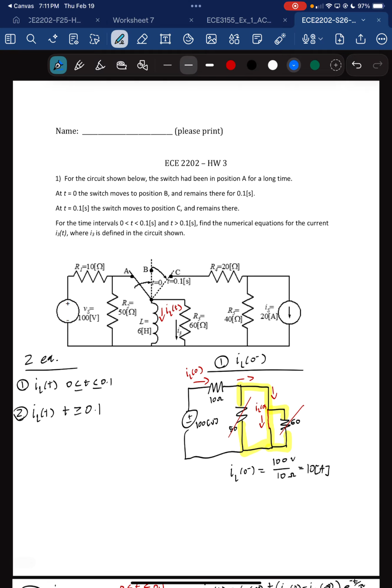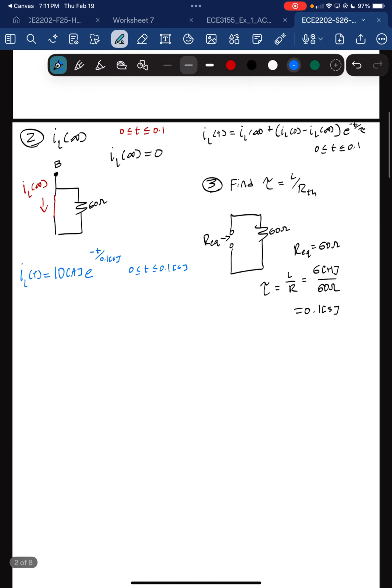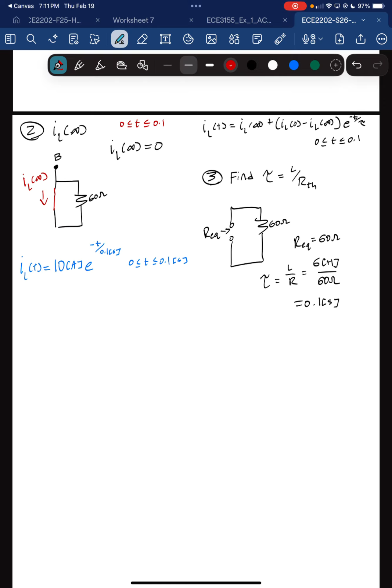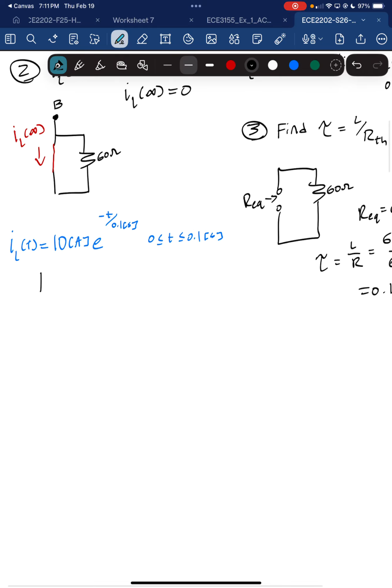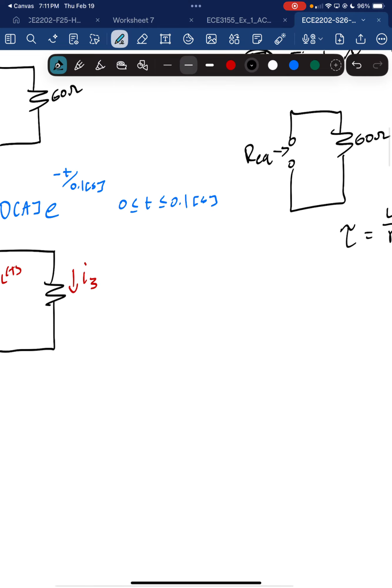But remember what the question's asking for. It's not asking for IL, it's asking for I3. So let's redraw the circuit and define the IL that we just found and I3 that we need to find. And what can we say about the relationship between IL and I3 here? Do they go the same direction or the opposite direction? Opposite, yeah. So just negative IL. Exactly.